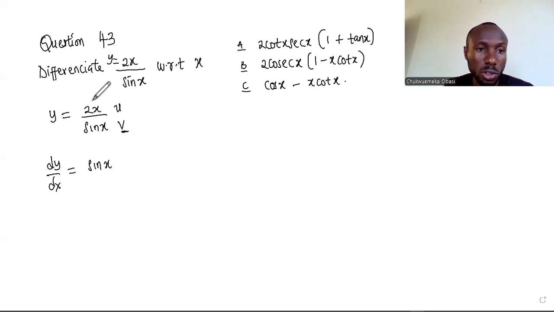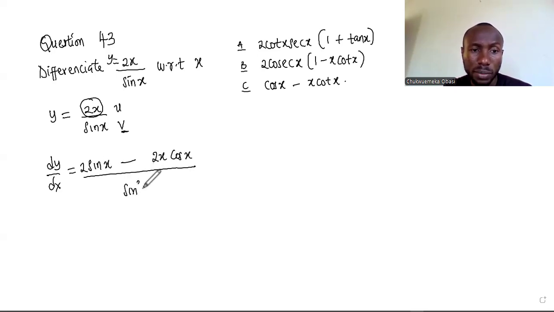You differentiate your u. If you differentiate 2x, you get 2. So that becomes 2 sine x minus, you hold your u, which is 2x, and you differentiate sine x, which is going to be cos x, right? All upon sine squared x. I mean, you square the v. So this is just the quotient rule, okay? Then what would you do from here?